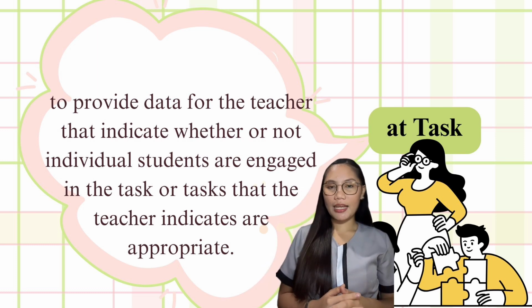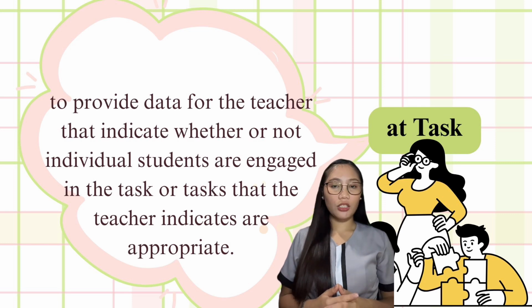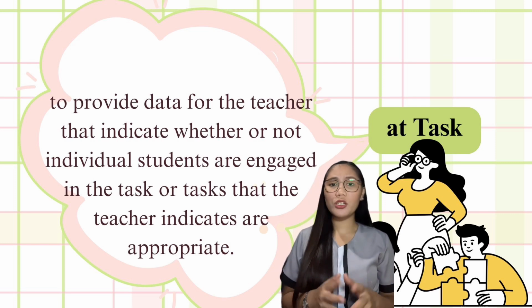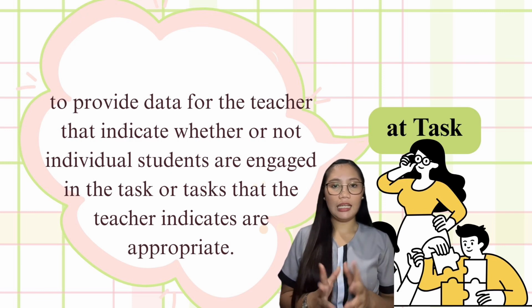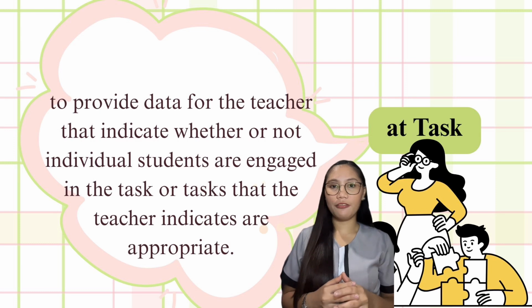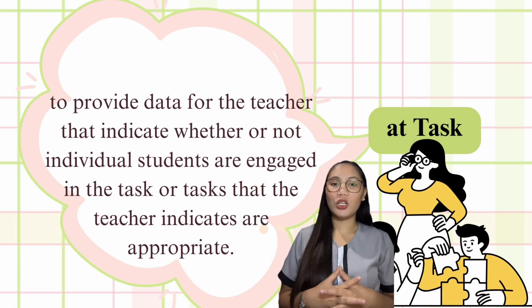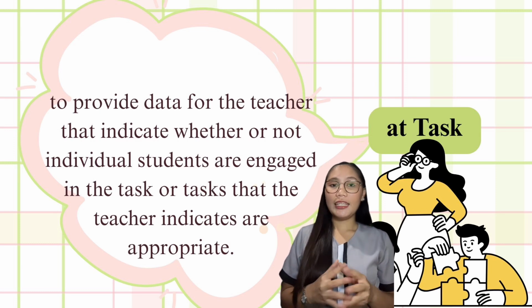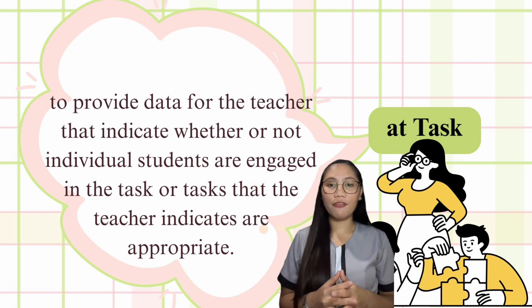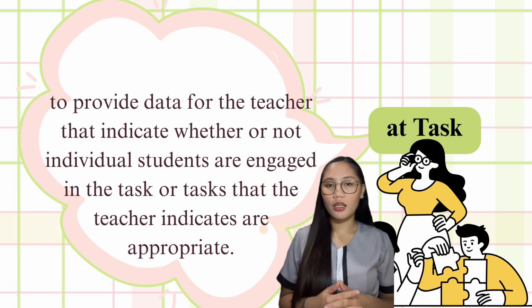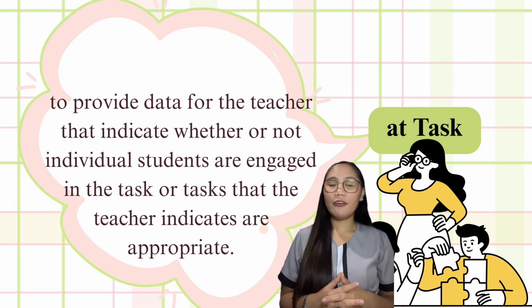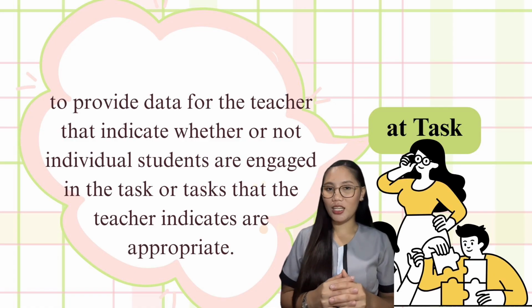After gathering at-task data, the teacher uses it to understand how engaged the students were during the lesson. So if many students are off task, it may mean the activity is too difficult, unclear, or not interesting enough. So the teacher can then adjust teaching strategies, for example, giving clear instructions, adding variety of activities, or providing extra support to those who struggle. On the other hand, if most students are on task, it shows the activity is effective and engaging.